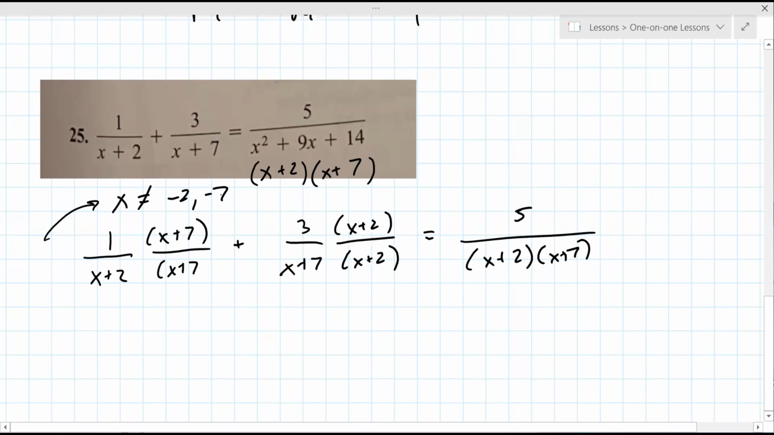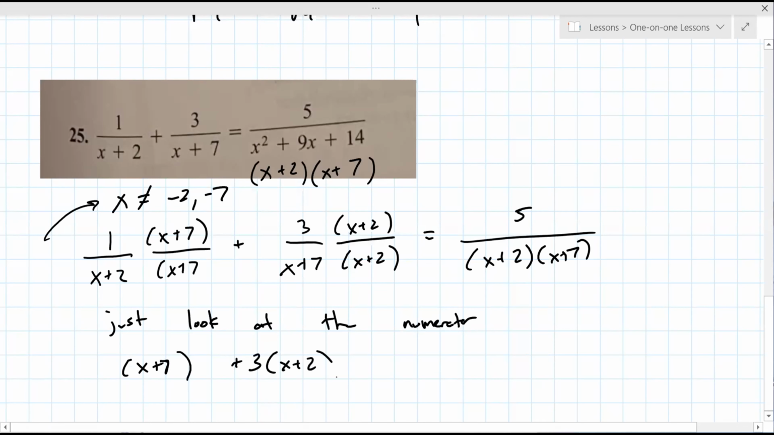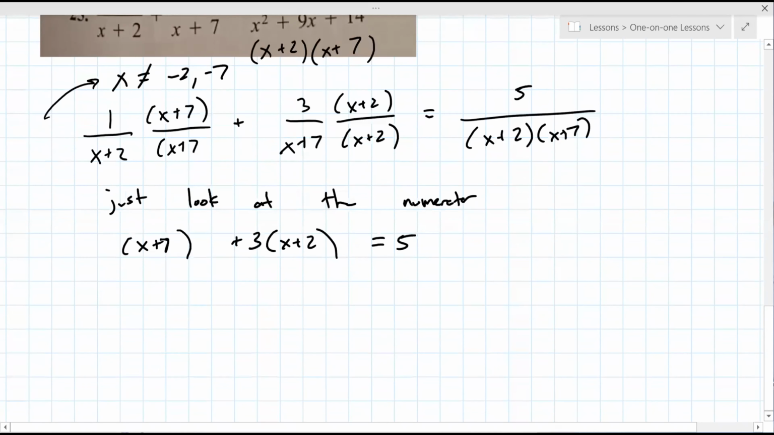You have to do that first, and then you say, well, I can just look at the numerator. So that's x plus 7 plus 3 times x plus 2 equals 5. So go ahead and solve that. Let me know what you get for that, and we'll see if it's in the domain or not, if it's allowed or not.